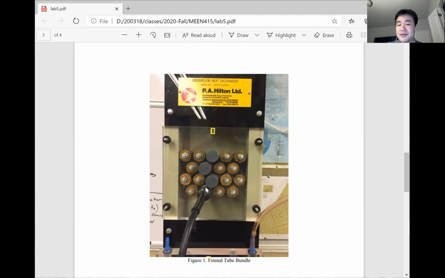So this unit is heated, but these three are dummy units. You can take a dummy unit out and place the active unit inside this position. So these four positions, we can put the active unit there to measure. In that sense, we can measure the position effect on heat transfer in this finned tube bundle.